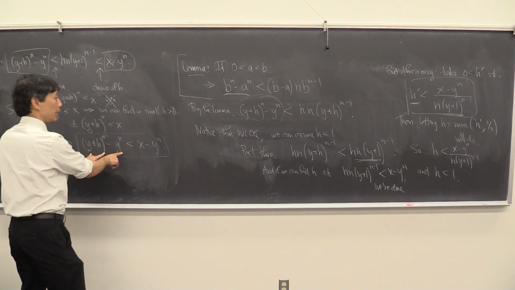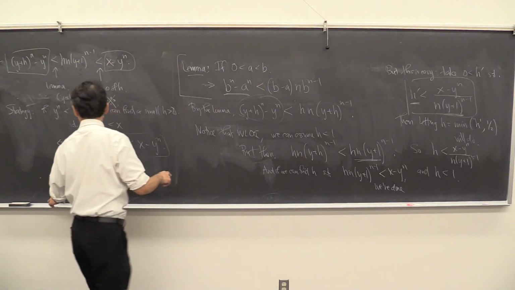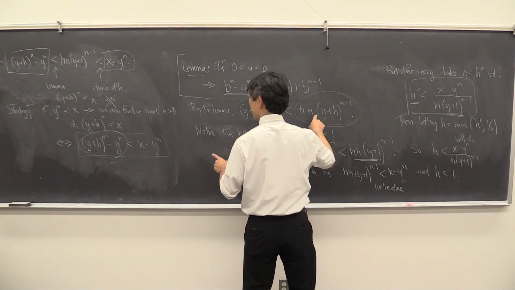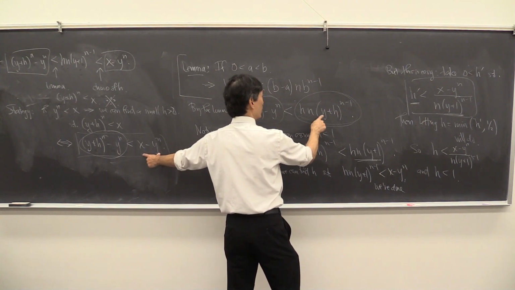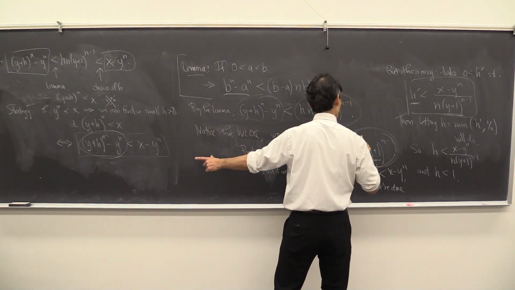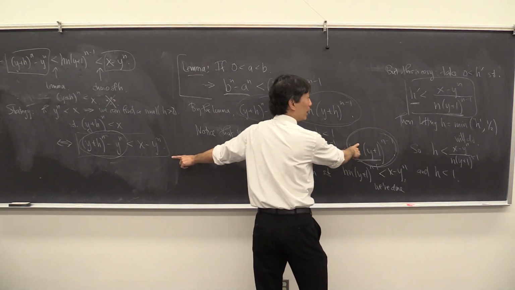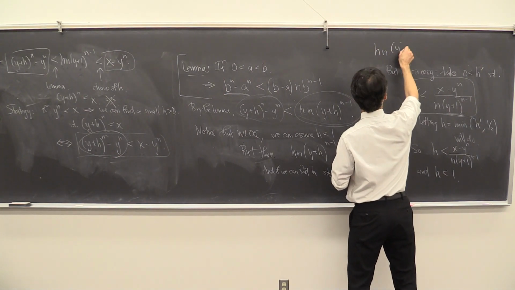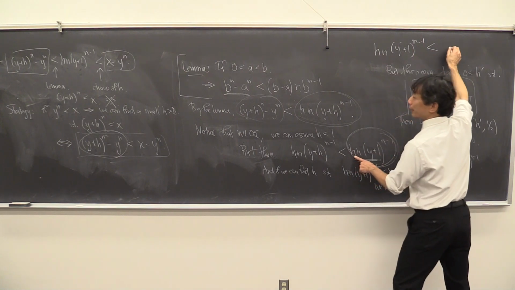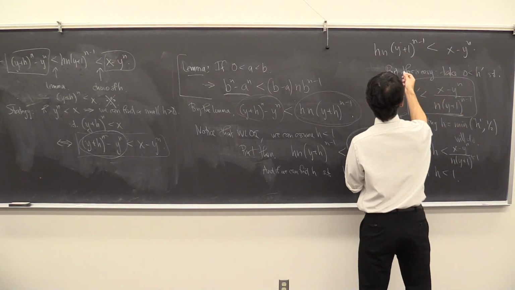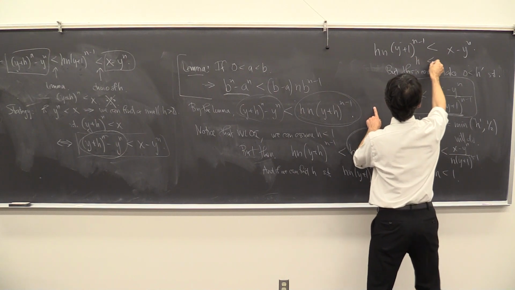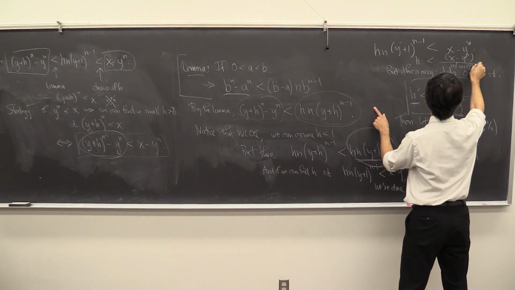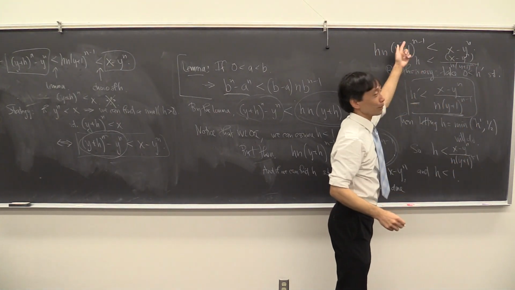Then we used the lemma to get an intermediate bound. We said, well, look, this thing here is smaller than this, right? So if we can get this smaller than this, we're good. But then we said, well, in order to make this smaller than this, all we need is to choose an h that's smaller than x minus y to the n over n times y plus 1 to the n minus 1, right? Because those are equivalent statements.